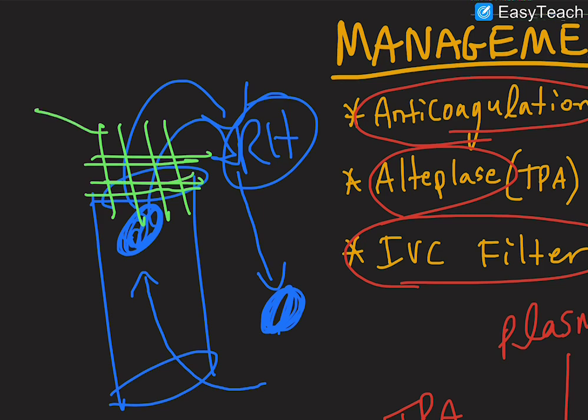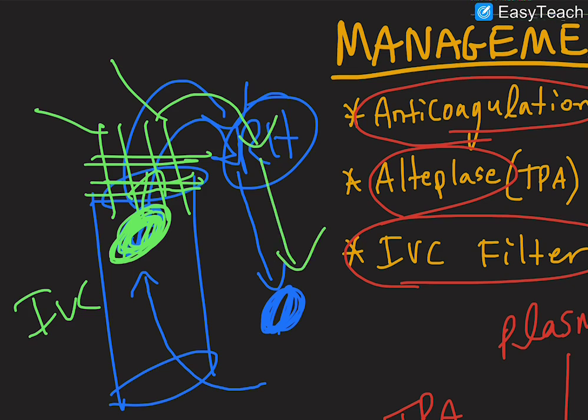So I'm going to try to draw like a net. If you have an inferior vena cava filter, so this is your inferior vena cava, then the DVTs that are traveling up will get filtered out, and won't make it to the right side of your heart and will not make it to your pulmonary arteries, therefore will not cause a pulmonary embolism. So that's kind of cool. So that's another management to keep in mind.